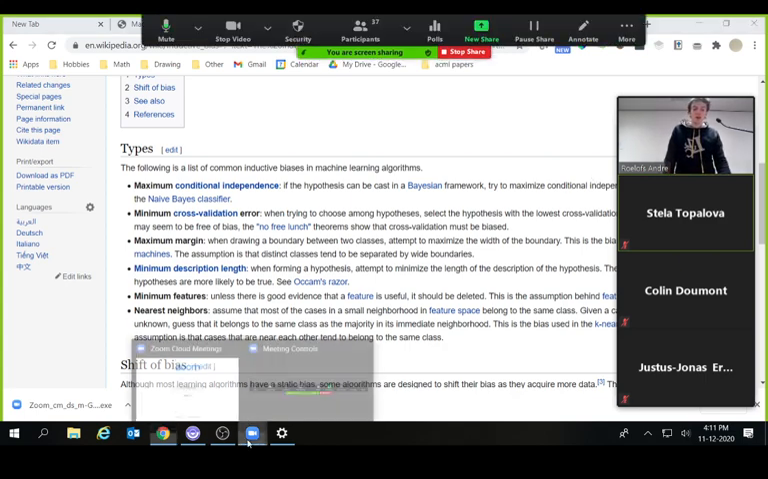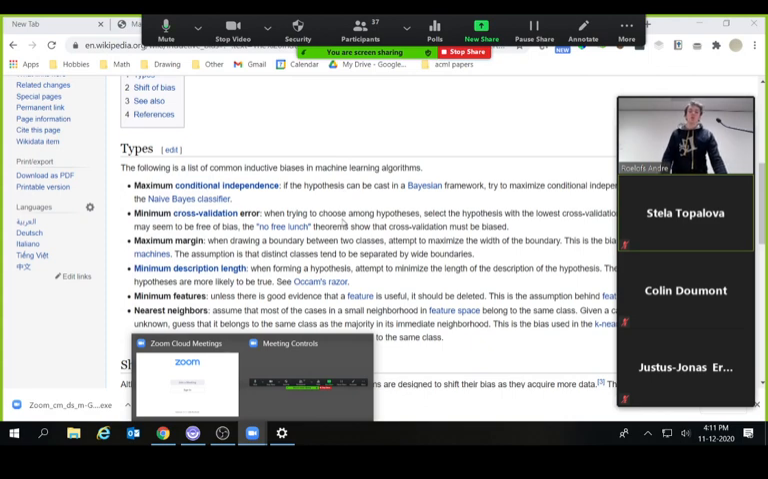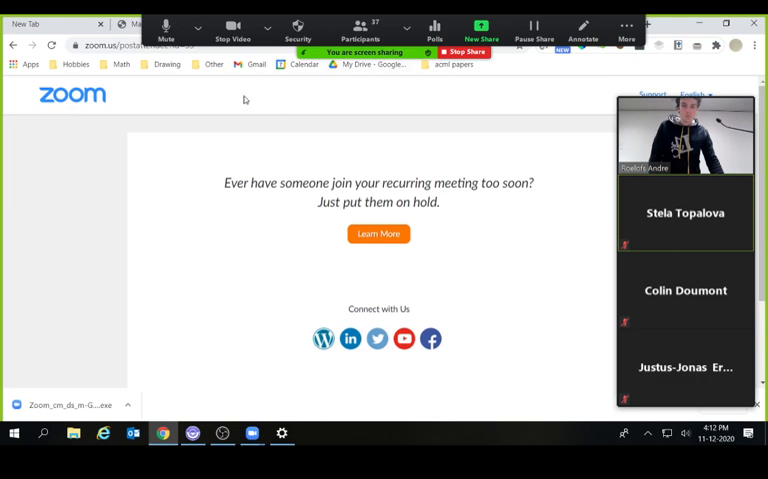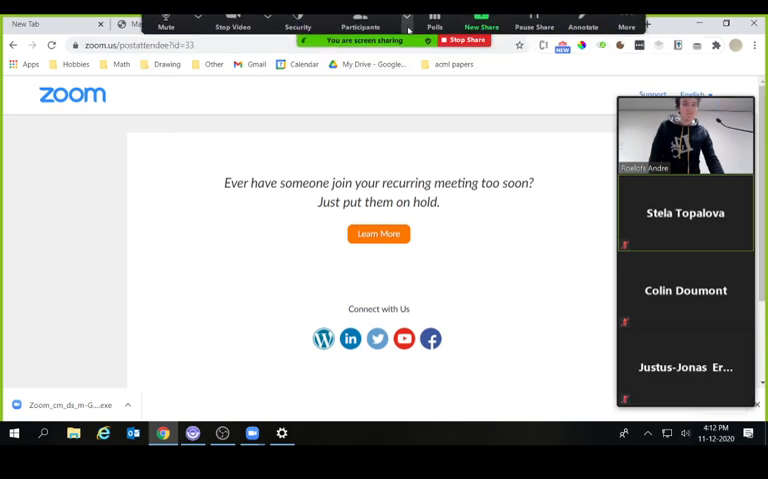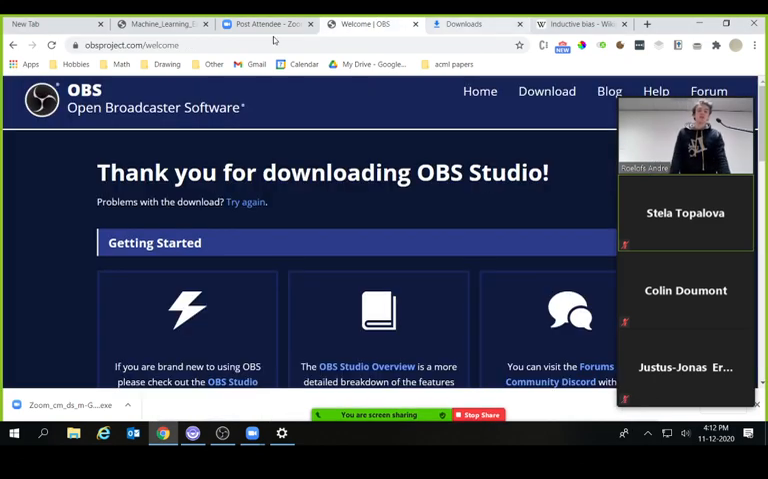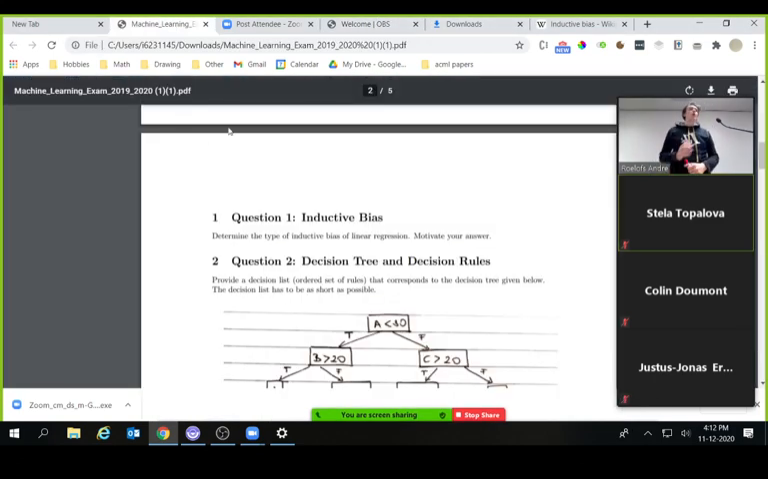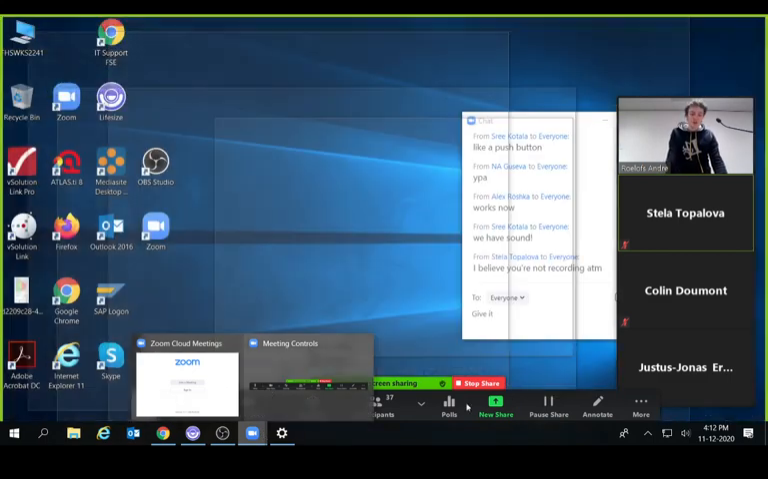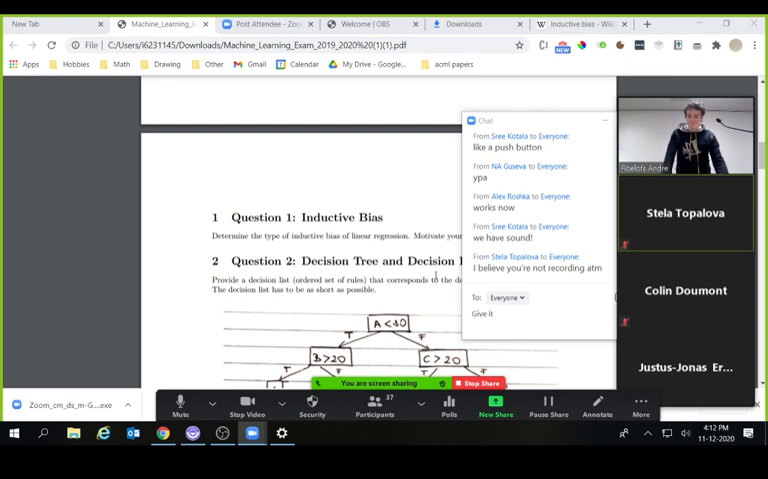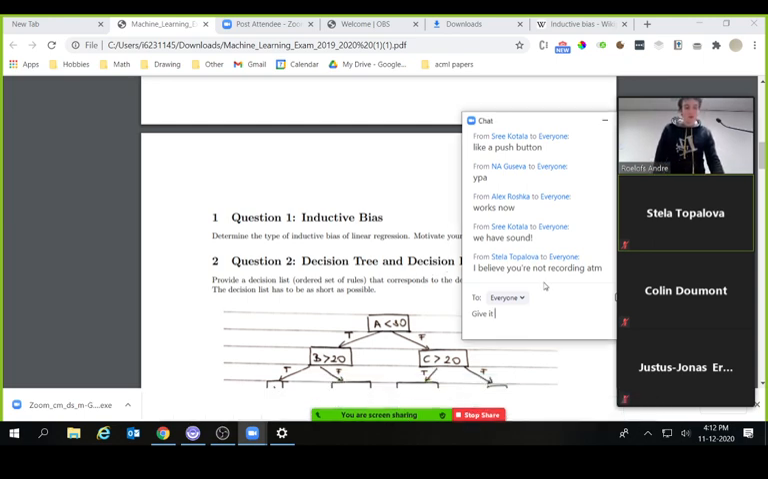So can anybody in chat or anybody on site tell me what actually the inductive bias is of a support vector machine? Do people in chat have any ideas? Because that's a question that might be asked. I believe you're not recording at the moment. I'm recording locally.